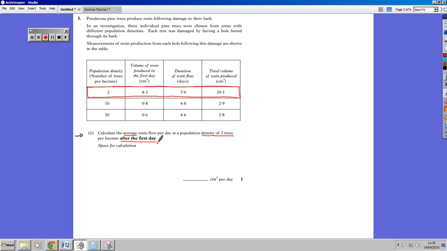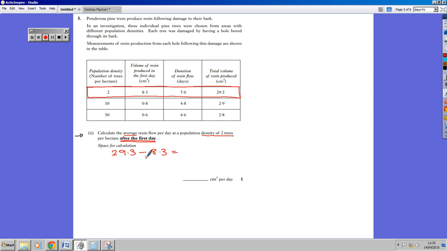So, we've got 3 columns. We've got a volume of resin produced in the first day, we've got the duration of resin flow, and we've got the total volume of resin produced. So we're looking for the average resin flow per day. We've got the total volume of resin produced, which is 29.3. It's after the first day, so we want to take off the first day amount. The volume of resin produced in the first day is 8.3.